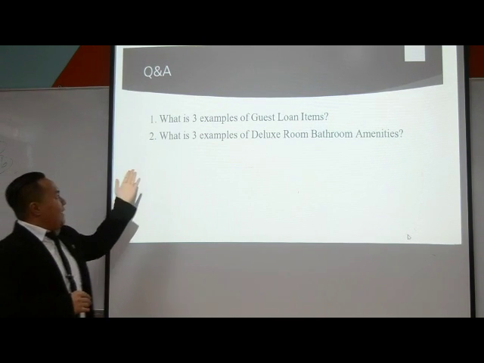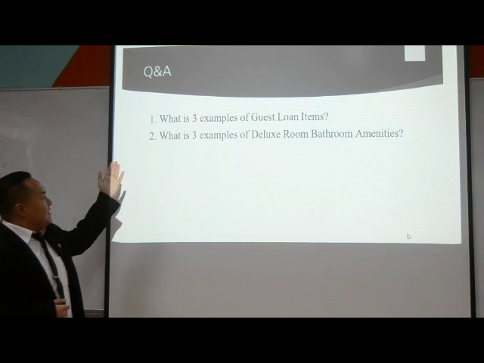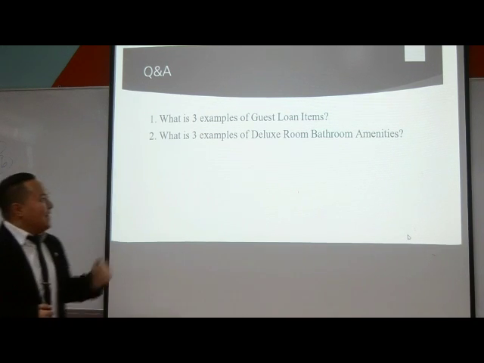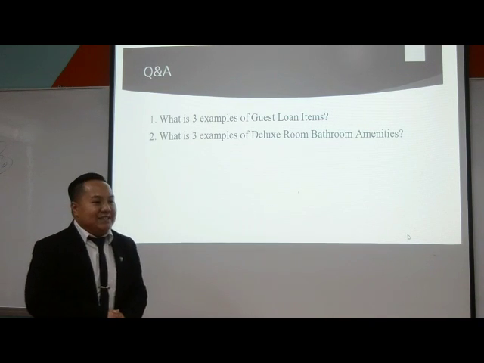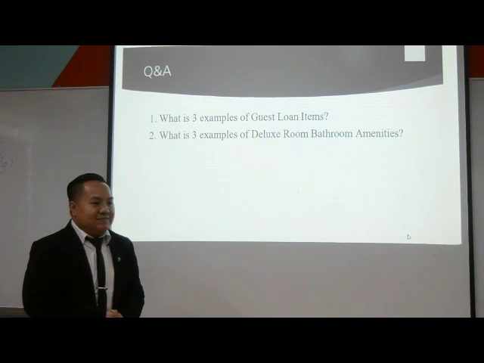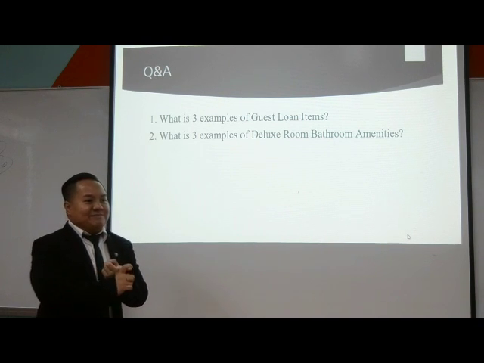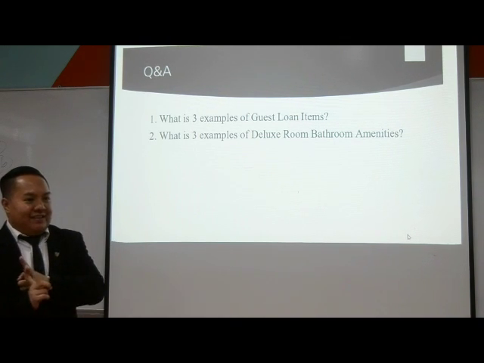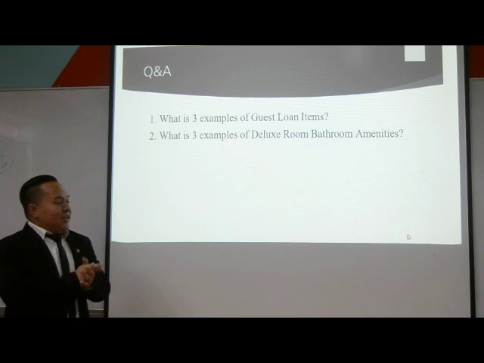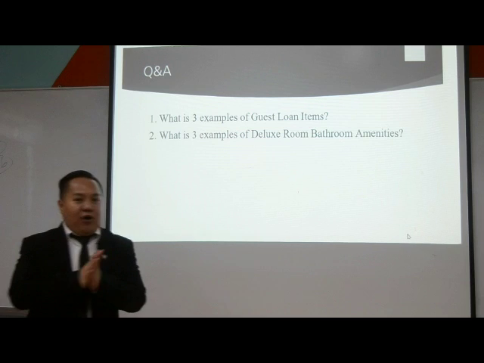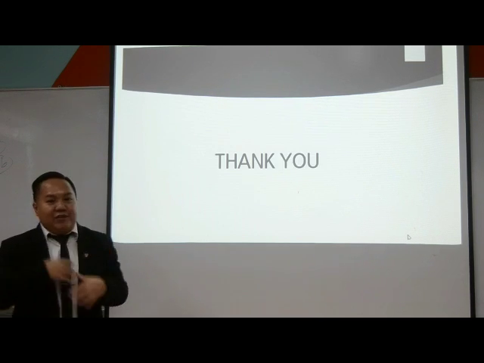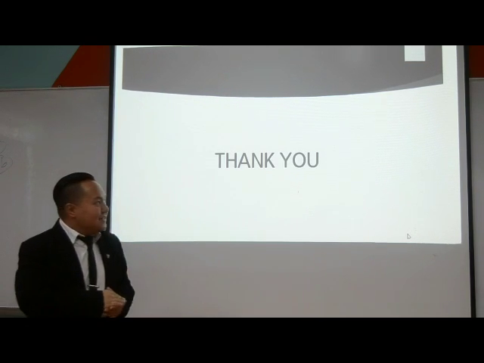And then Michael, can you answer the second question? What are 3 examples of bathroom amenities for the deluxe room? For the deluxe room, they have a toothbrush. Yes. Face towel. Face towel. And hand towel. Yes, correct. Thank you very much, Michael, for your answer. Thank you for really paying attention to my slides.